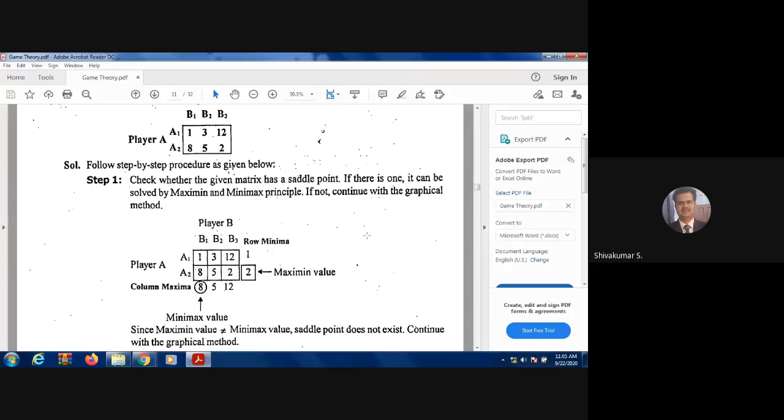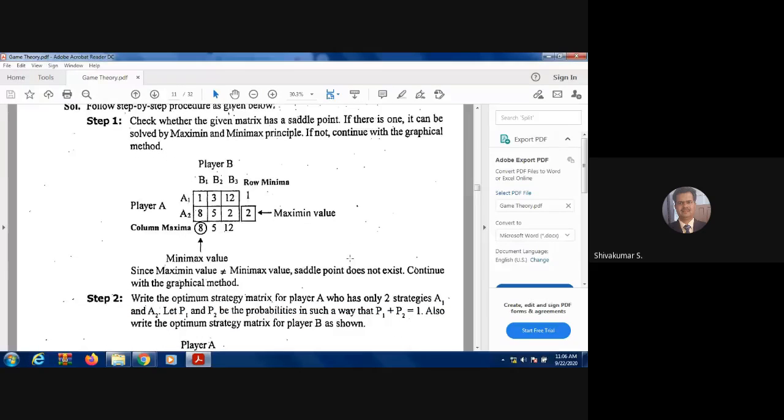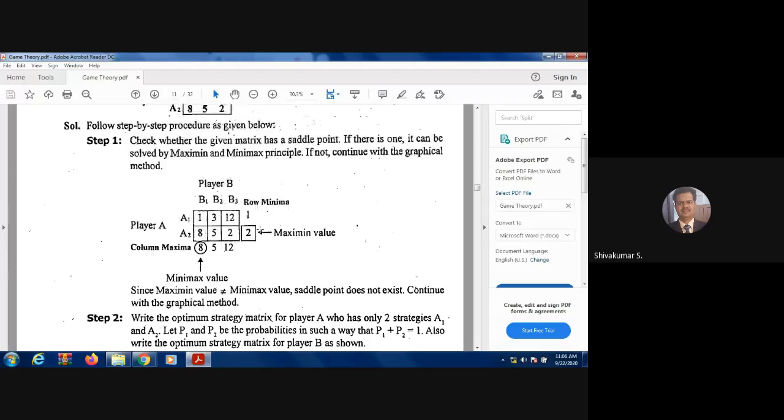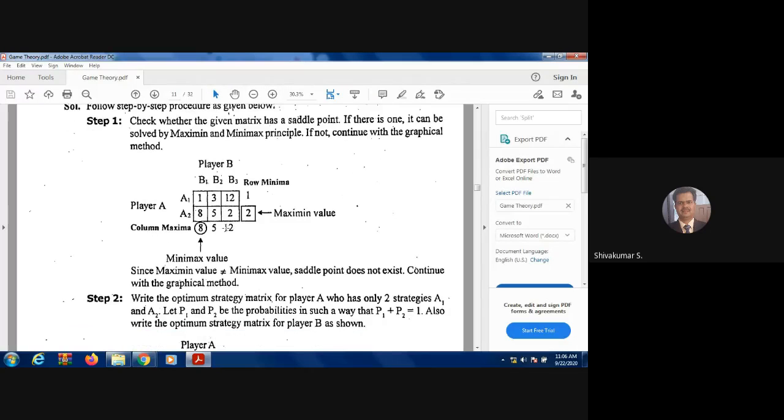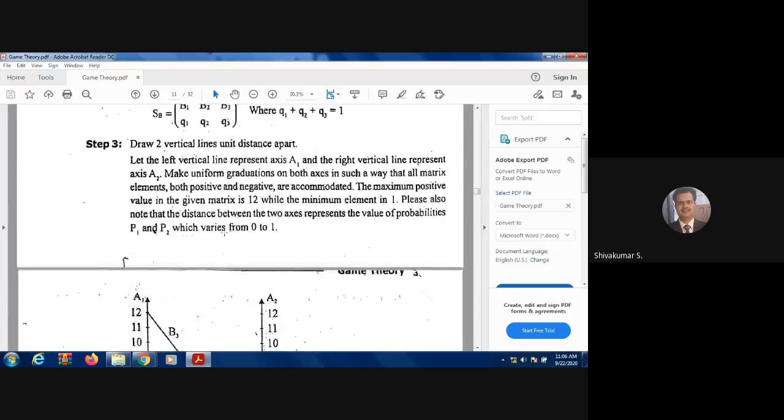Since the minimax is not equal to the maximin value, the saddle point does not exist. So continue with the graphical method. Now it is a 2 into M matrix, for player A. It was an M into 2 matrix previously. Now it is a 2 into M matrix. You don't worry about these things.